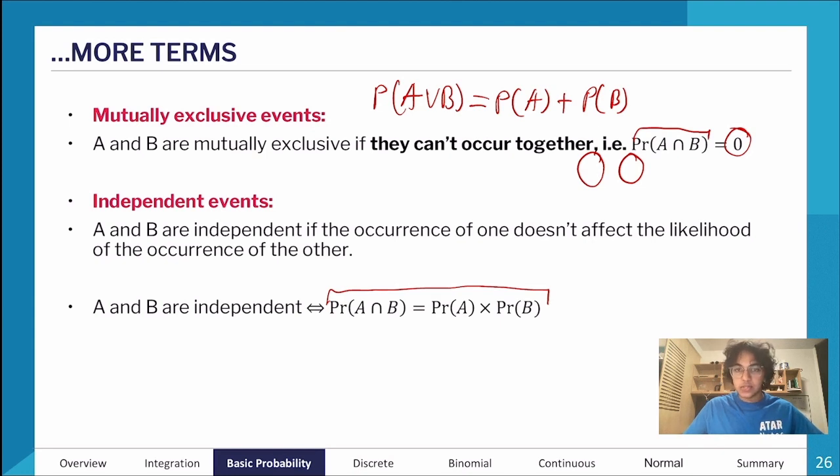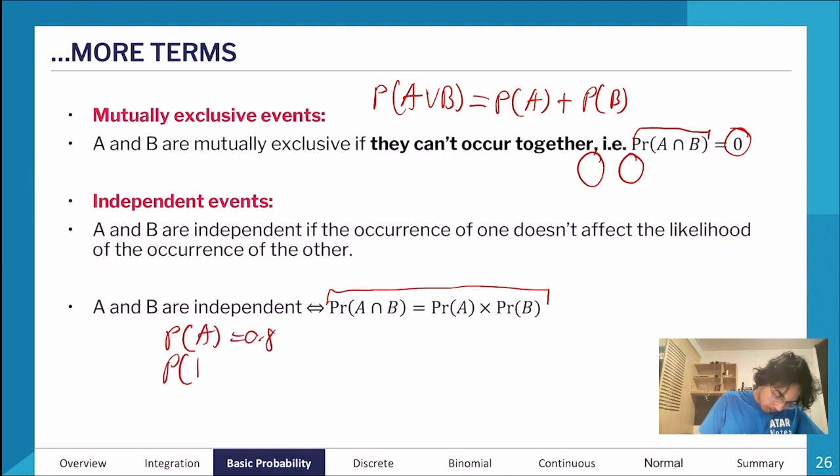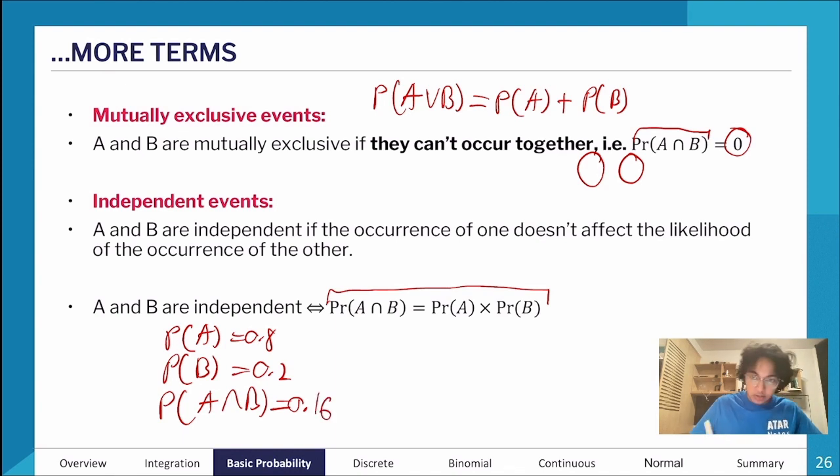And maybe they'll also tell you the probability of the intersection. For example, the probability of A is 0.8, the probability of B is 0.2, and their intersection, A intersection B, is equal to 0.16. The way you'd prove that these two are independent events is you'd throw it into this equation and show that A intersection B is equal to these two multiplied. A intersection B is equal to 0.8 times 0.2, which it is. So in this case, A and B are independent.